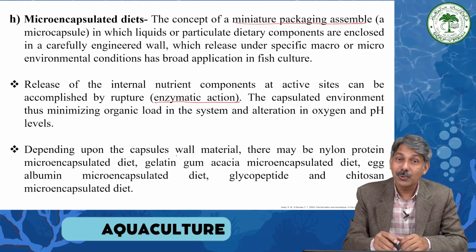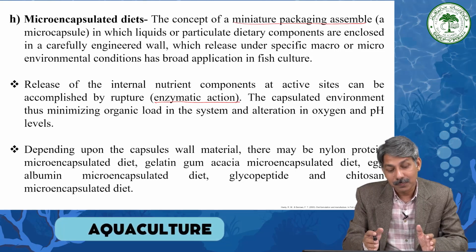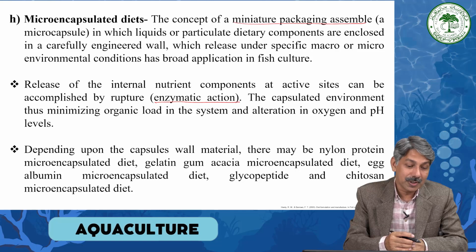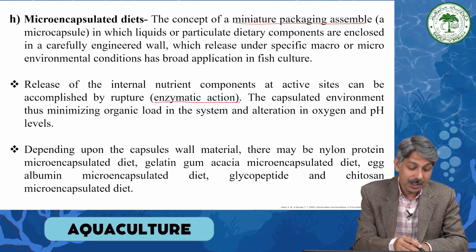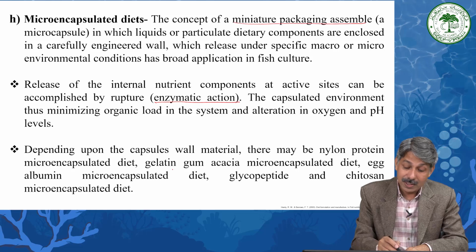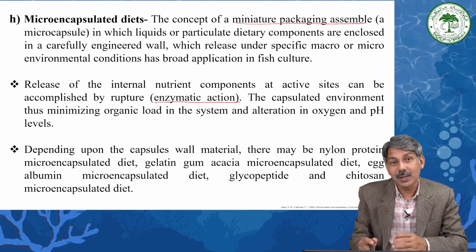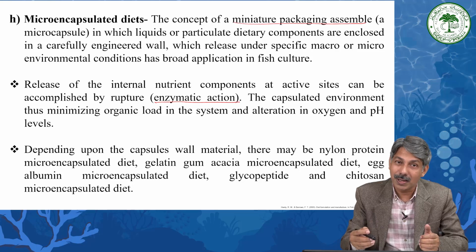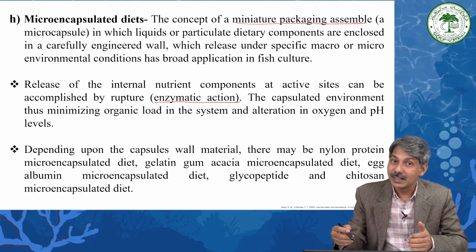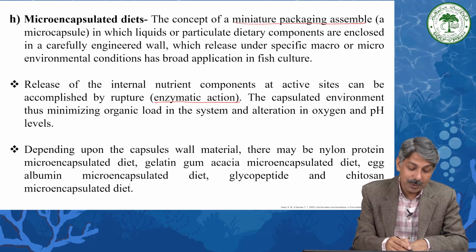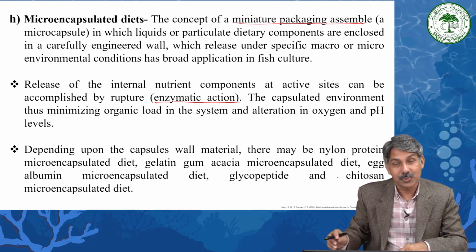Depending upon the capsule's wall material, what kind of wall material has been used in the preparation of microencapsulated diet, there may be nylon protein microencapsulated diet, gelatin gum acacia microencapsulated diet. So whatever material you have used in preparing the wall of the capsule, accordingly the name can be given. Egg albumin microencapsulated diet, and then glycopeptide and chitosan microencapsulated diet.